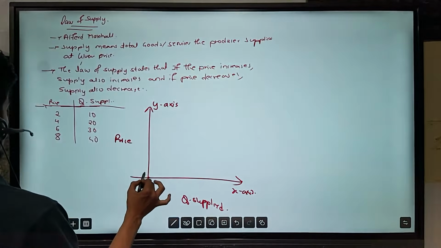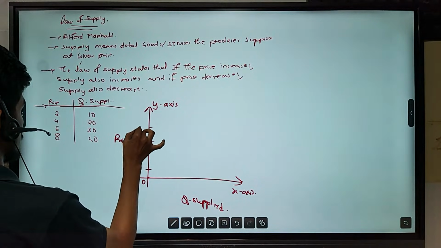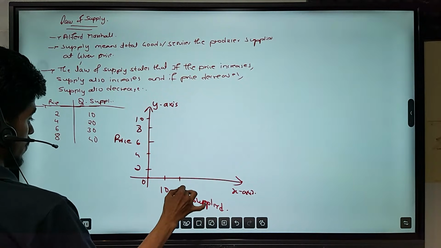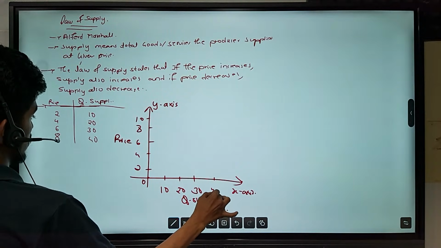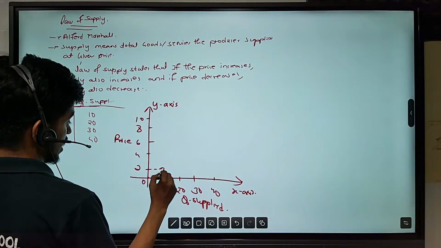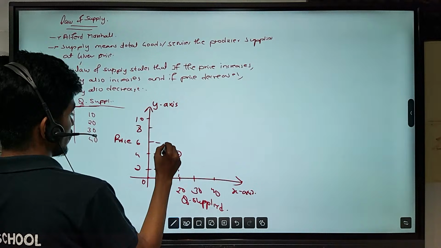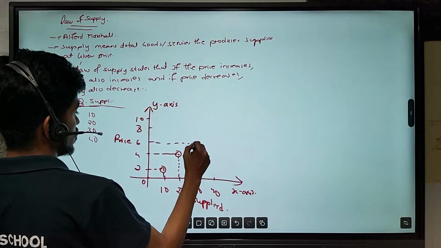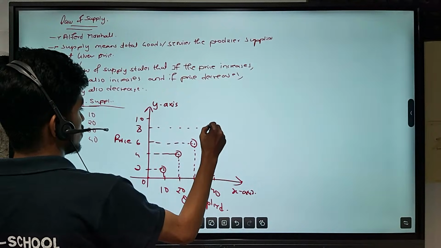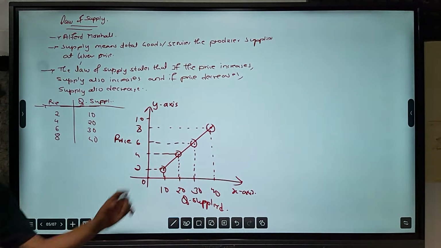Okay, suppose the price is 2, 4, 6, 8, 10. The quantity supplied is 10, 20, 30, 40. So if the price was 2, the quantity supplied was 10. If the price was 4, the quantity supplied was 20. If the price was 6, the quantity supplied was 30. If the price was 8, the quantity supplied was 40. So this is an upward-going slope.